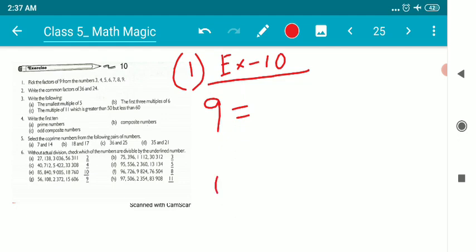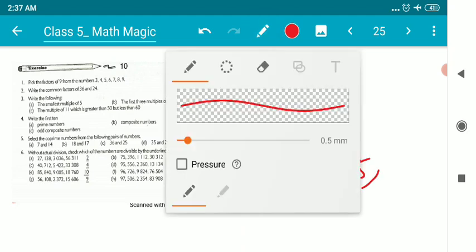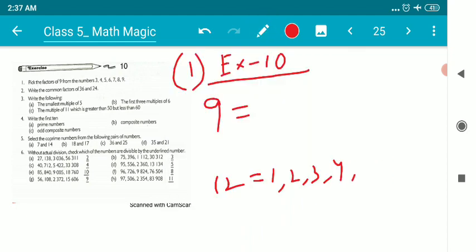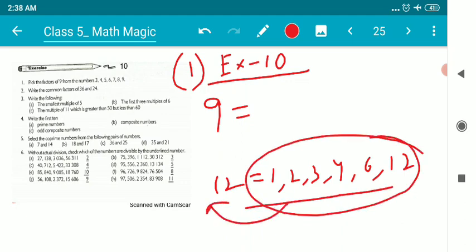For any number, suppose I write 12, what are the numbers that can divide 12? 1 can divide 12. 1 is the universal factor of any number. 1 can divide any number in the world. Then 2, then 3, then 4, then 6, then 12 itself. These numbers can divide 12 completely, meaning no remainder will be left.